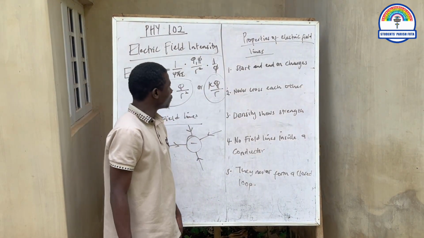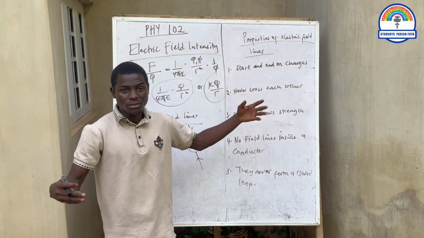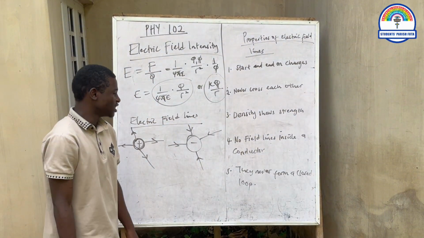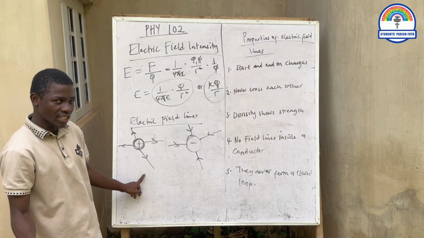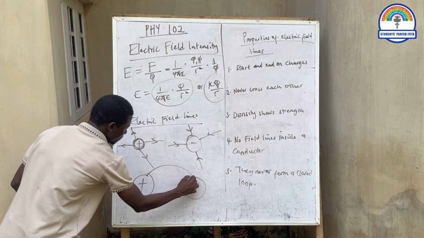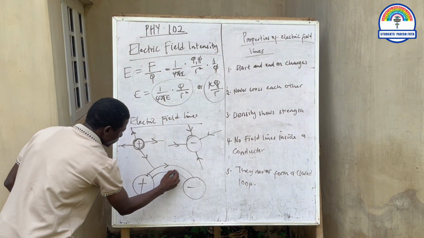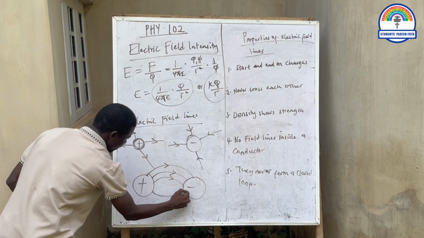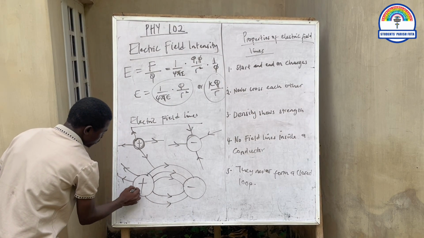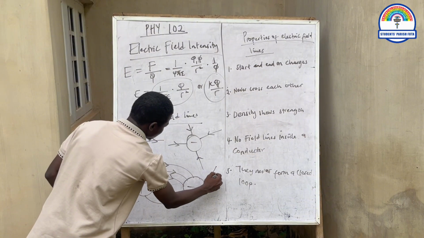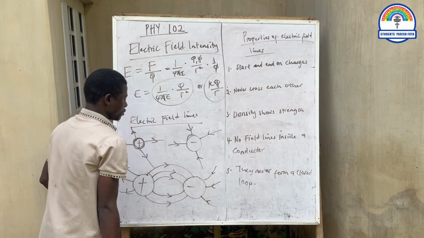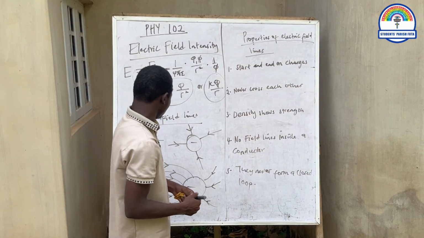So now we'll go to the properties of electric field lines. Here I have a list of some properties of electric field lines. This is not all of them, you can search as well. The first is they start and end on charges. So they start from a positive charge and terminate on a negative charge. So you could have positive, negative, and you go from here, end here, like that. They go from a positive charge and end on a negative charge.